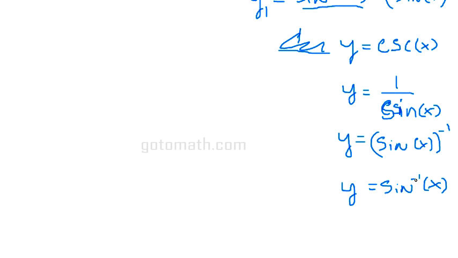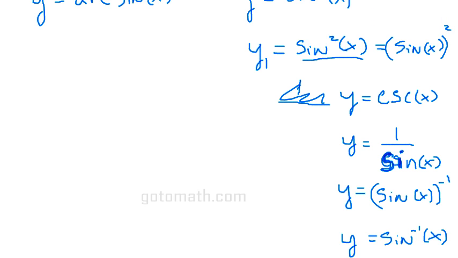This notation says this is the arc sine, the sine inverse. Sine, sine, everywhere sine. So distinguish that, right? These are not the same. This means arc sine. This means the whole thing raised to the negative 1 power.